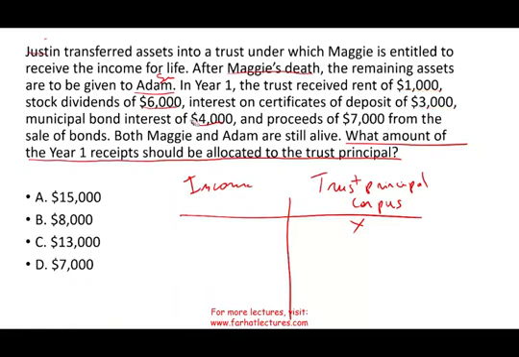Immediately, here's what you should be thinking as you are reading this. Any current income, any income that's coming from this trust, goes into the income section. Rent is current income, so it goes here. So the rent is out. Stock dividend, we'll come back to that. Interest on the certificate of deposit, interest goes right here. Municipal interest goes here too. It's not taxable, but it goes here. Now let's go back and talk about the stock dividend.